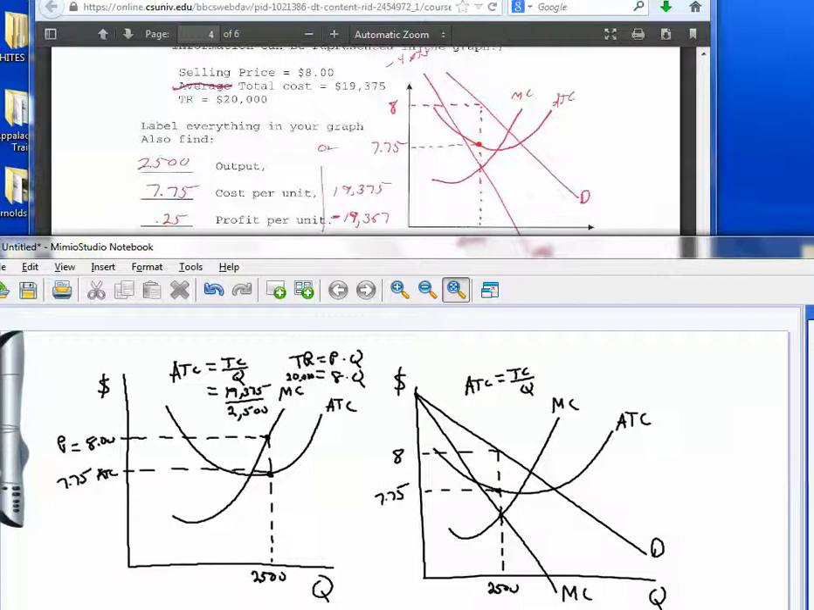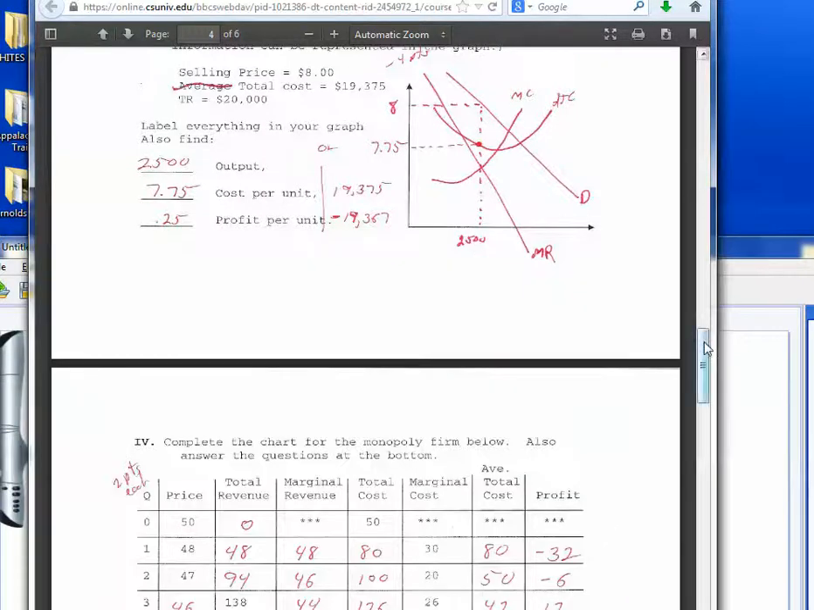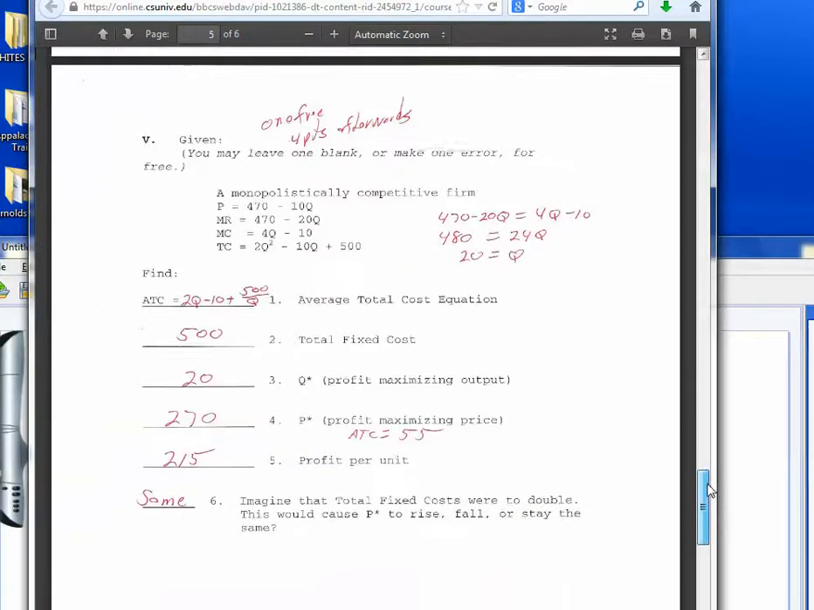Then Roman numeral 4 is fill in the missing data. It exists out there in cyberspace in a different file. And Roman numeral 5 is a monopolistically competitive firm. See if I can get that to come up. So Roman numeral 5.